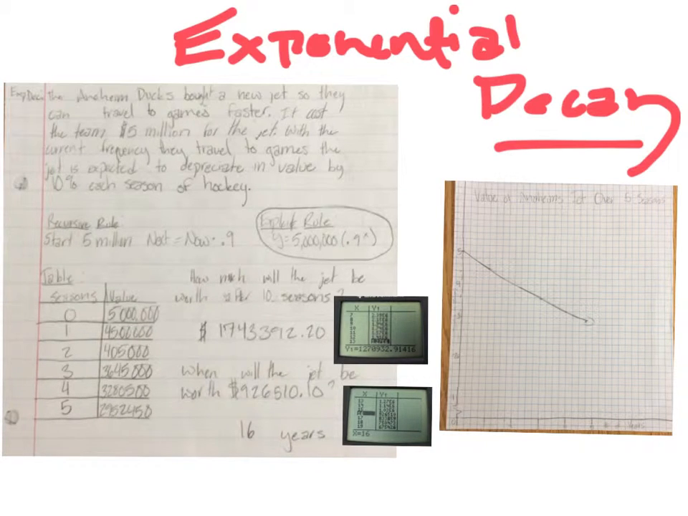The second question is, when will the jet be worth $926,510? And the answer would be 16 years, because if you again go into the table and scroll down in the y column until you see $926,510 and go over to the x column, you'll see that it's 16 years.